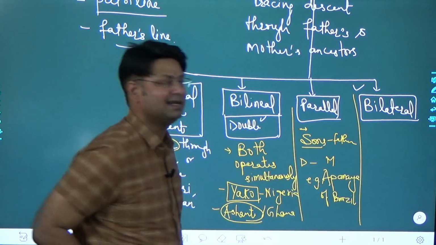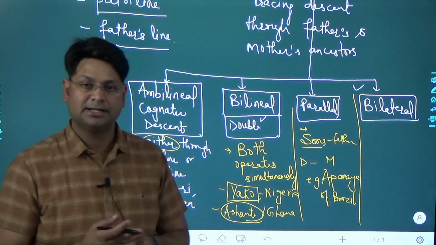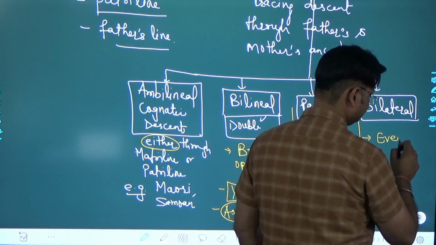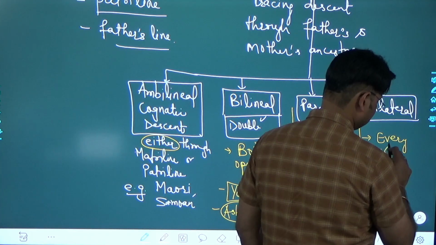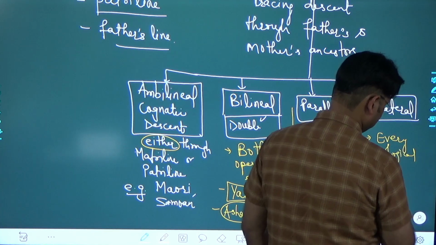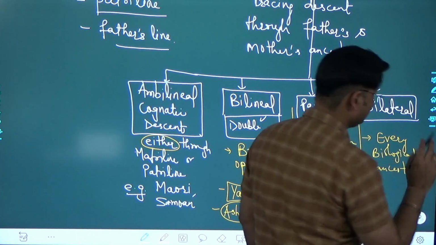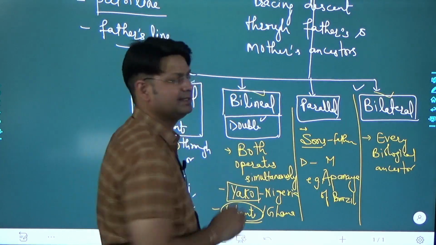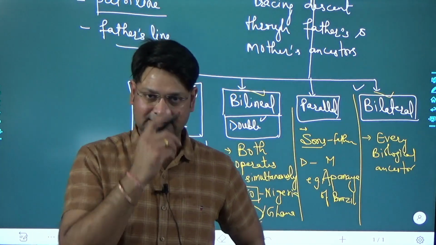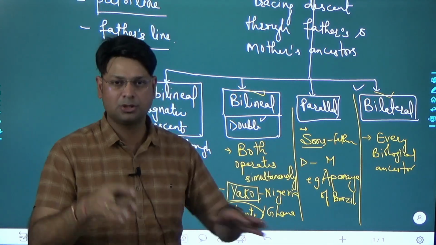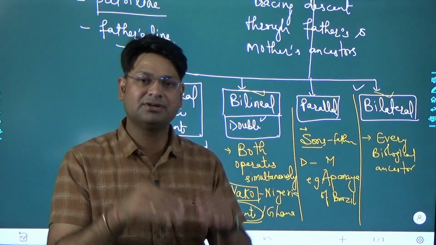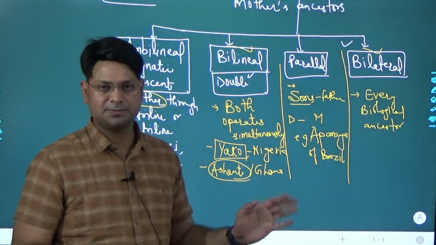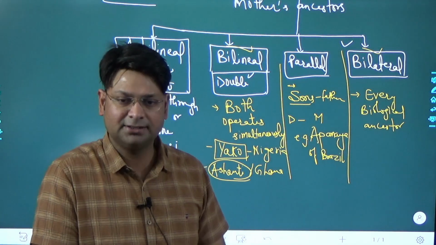Then we have bilateral descent. In bilateral descent, basically every biological ancestor is linked. If you want to know more about the difference between bilateral and bilineal, you can watch another video, the link of which is given in the description of this video. So, this is basically given here.